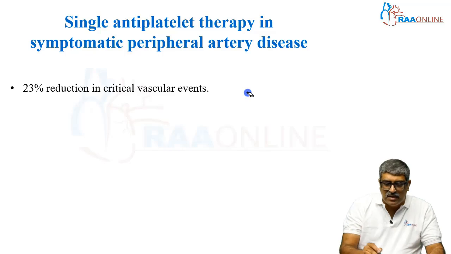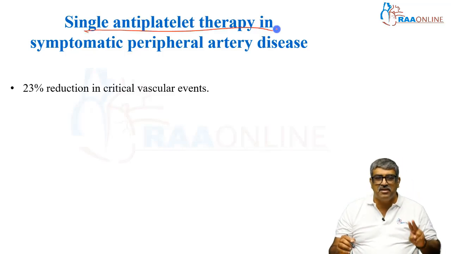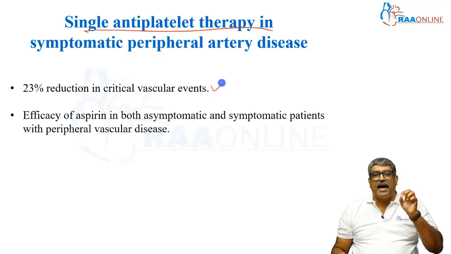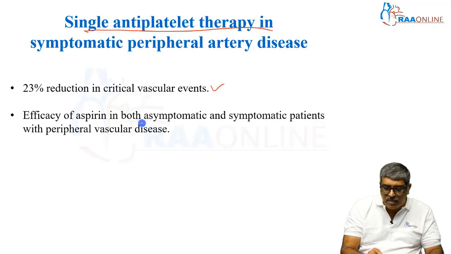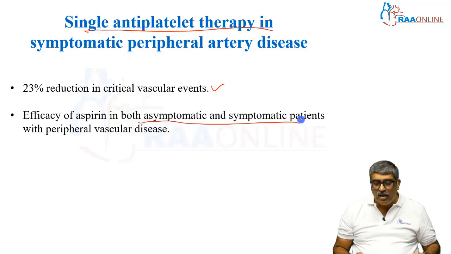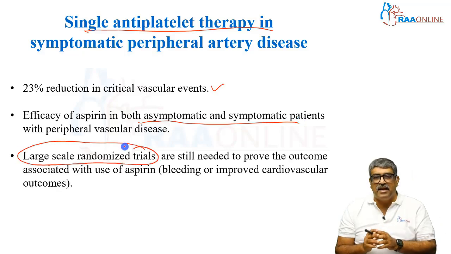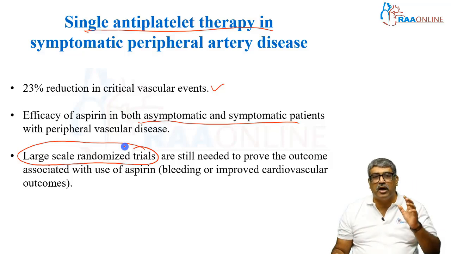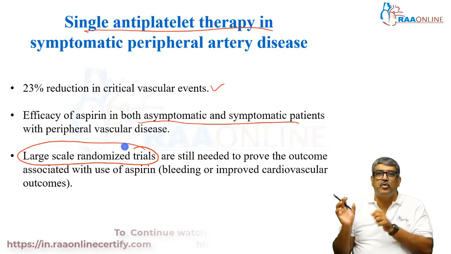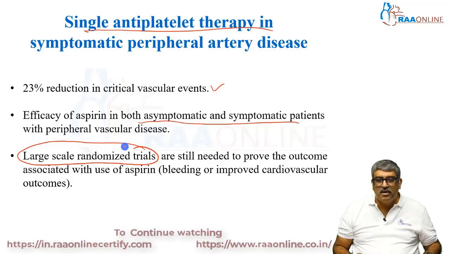Coming to single antiplatelet therapy in symptomatic peripheral artery disease, there is a 23% reduction in critical vascular events, and aspirin efficacy in both symptomatic and asymptomatic patients is well established. But still, a large randomized trial is required to prove the outcome with aspirin, whether it increases the bleeding or improves the cardiovascular outcome.